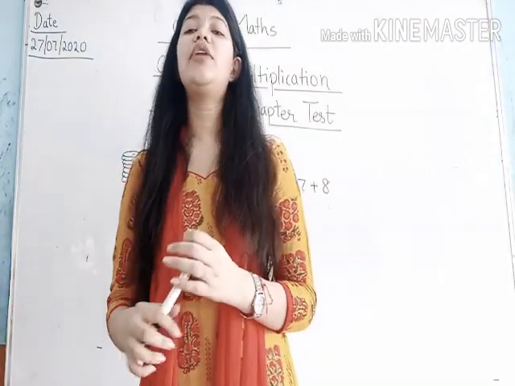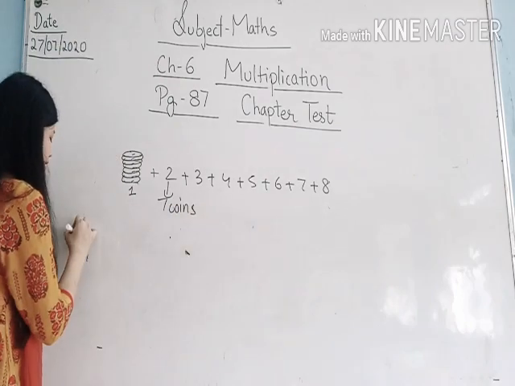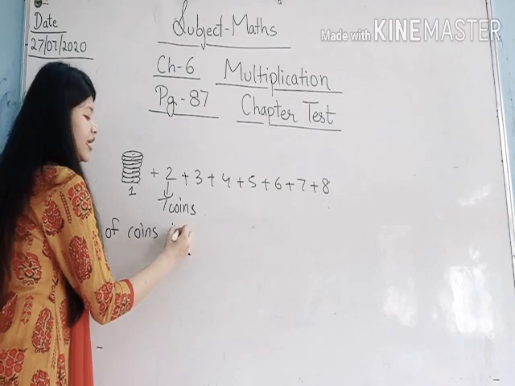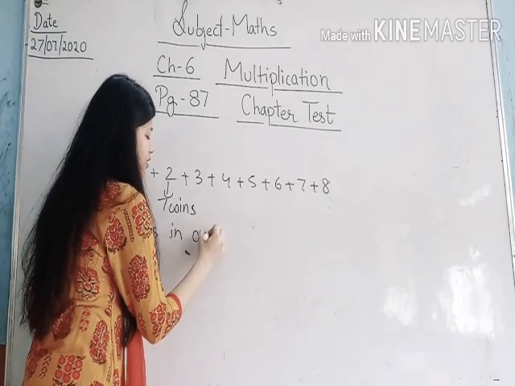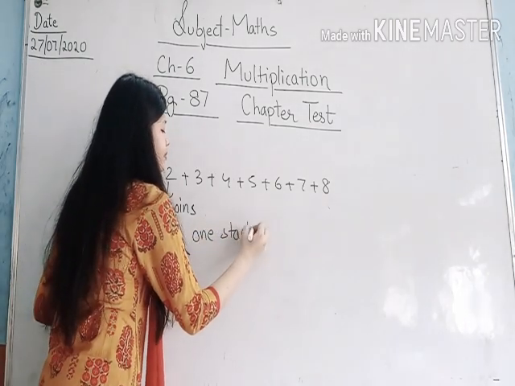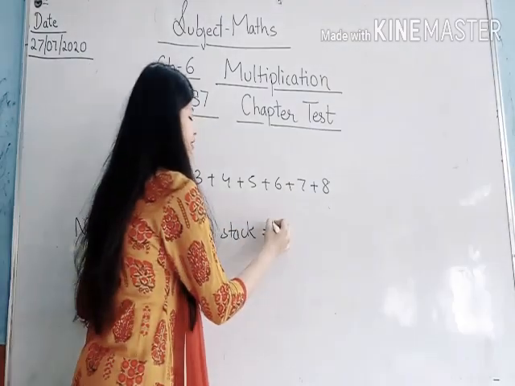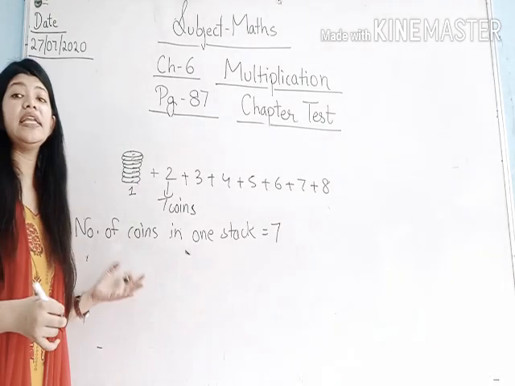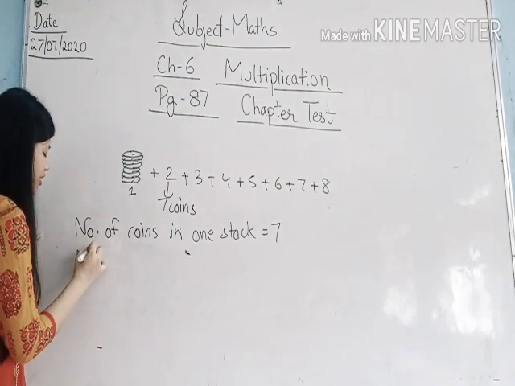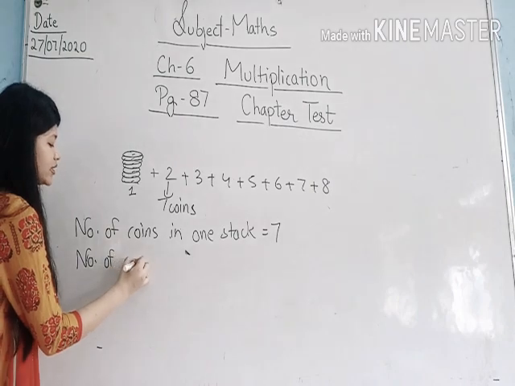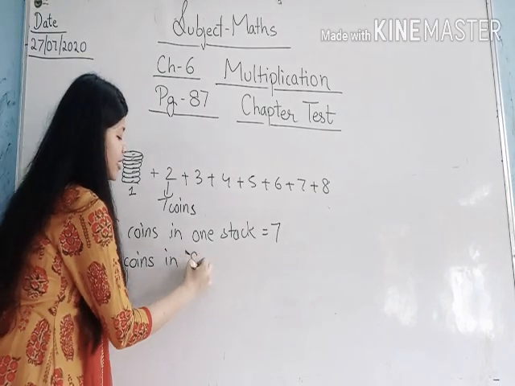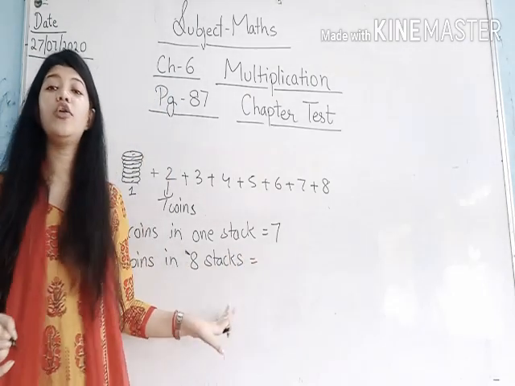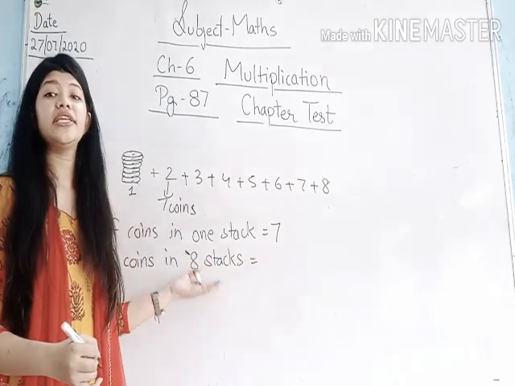Our first statement will be number of coins in one stack is equal to 7. Okay. Now you have to find out the number of coins in 8 stacks. So what you will write? Number of coins in 8 stacks is equal to. Now you have to find the number of coins in 8 stacks.